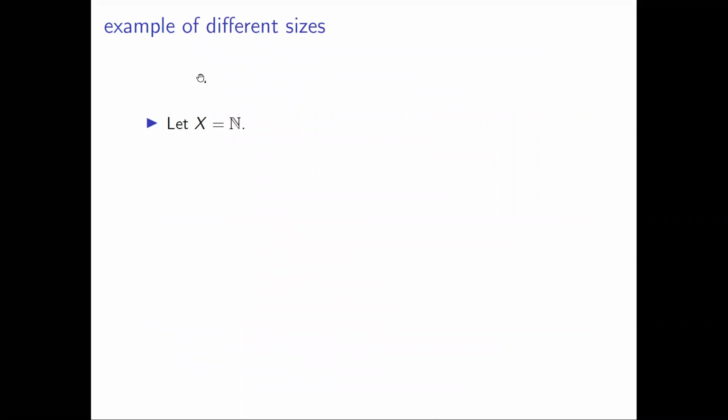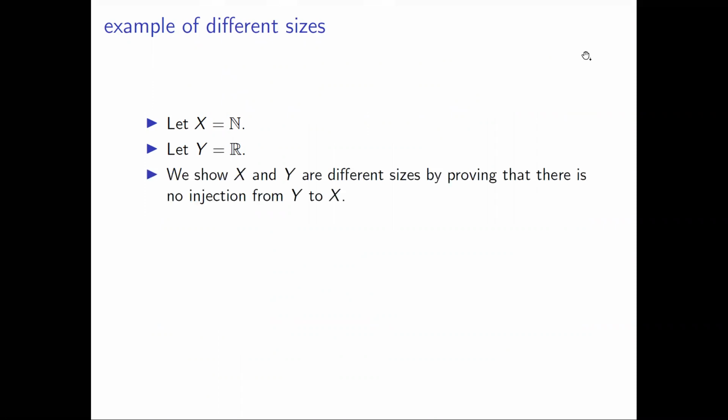And we're going to look at one last example in this video. We're going to see an example of two sets that have different sizes. So we're going to show here that there cannot be a bijection between these sets. Our first set will be the natural numbers. Our second set will be the reals. So we're going to show that the reals are not countable.